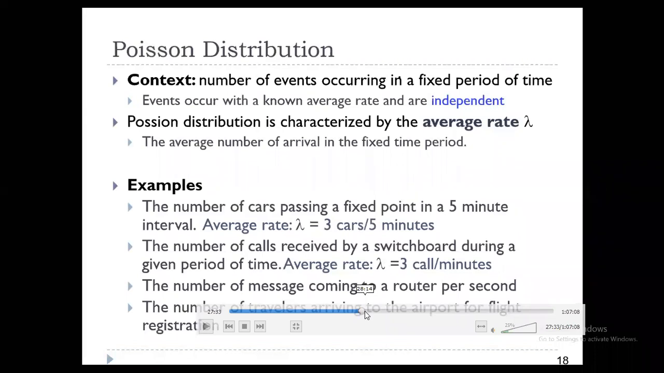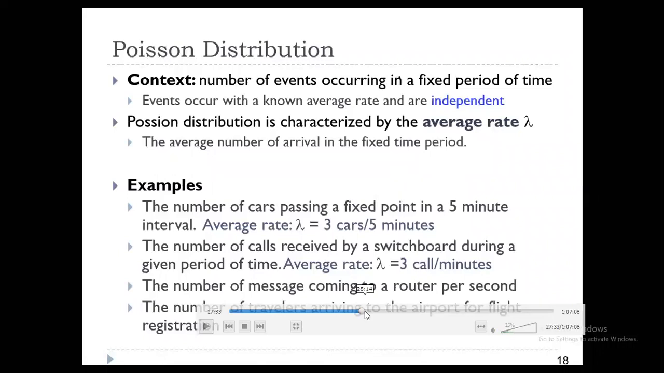Okay, good. So let's say you've defined time intervals of 24 hours and you want to see the number of planes that will land at an airport within the 24 hours. Then we are looking at a Poisson distribution. Or you define your time interval as maybe 1 hour and you want to see the number of people who are entering the bank within the one hour period. That is also a Poisson process. So the context is the number of events occurring in a fixed period of time.